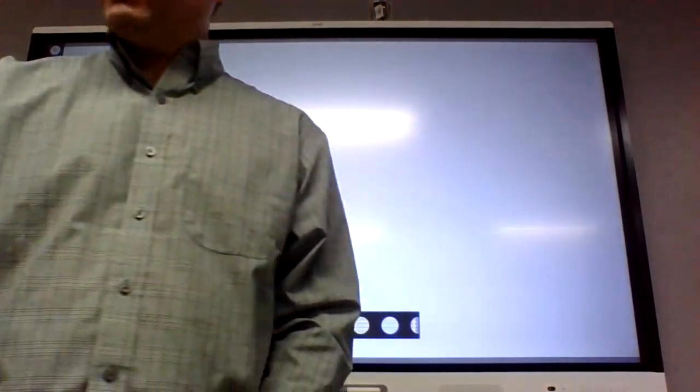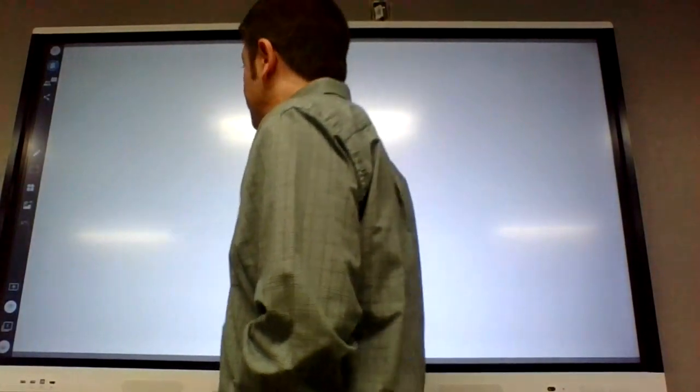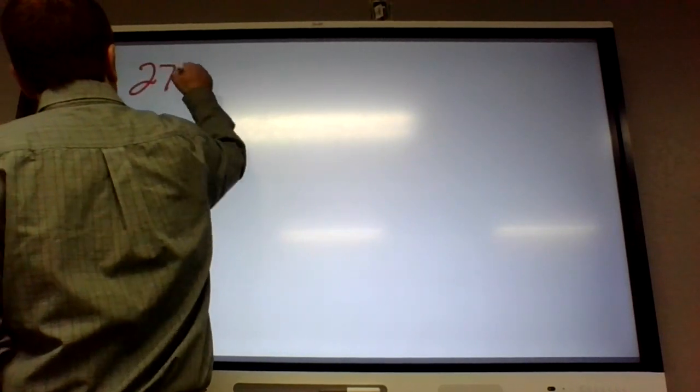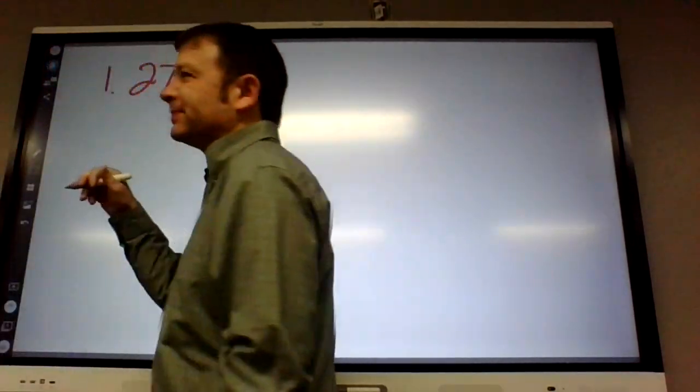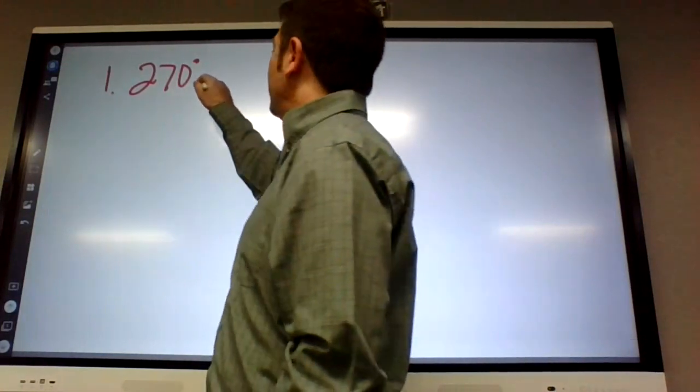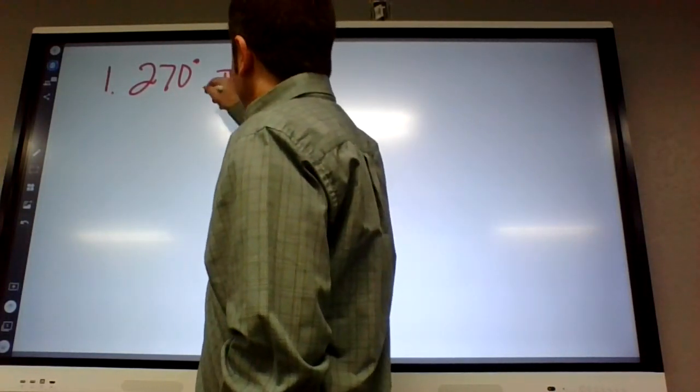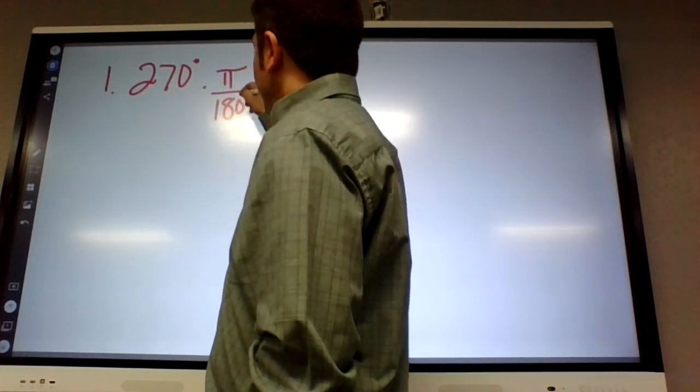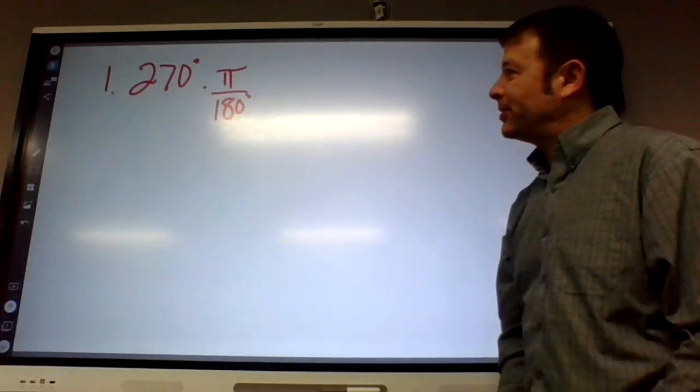Number one, how do we convert degrees to radians? Maybe you have this one memorized, I don't know. Times pi over 180. You multiply in the radians and you divide out the degree. Remember, pi and 180 are like the same thing.